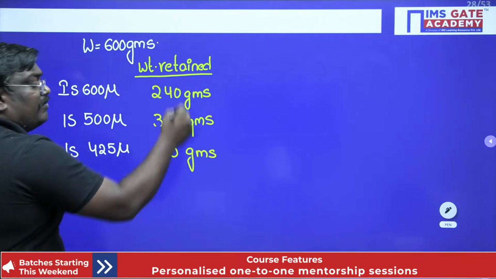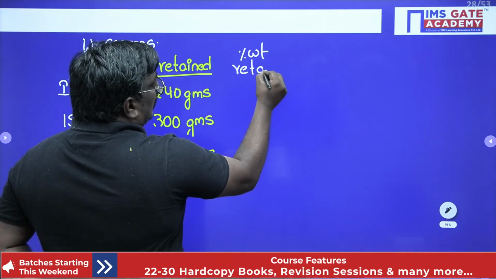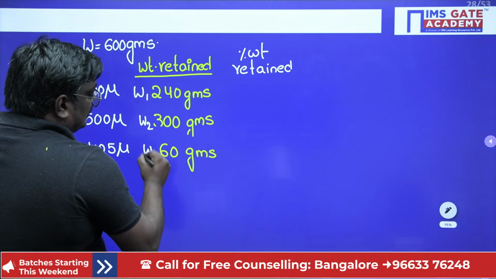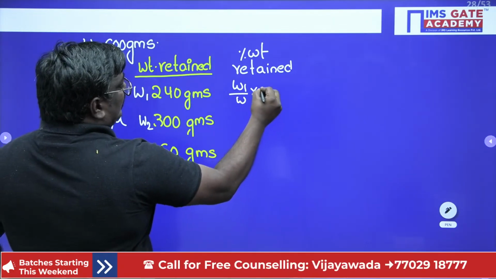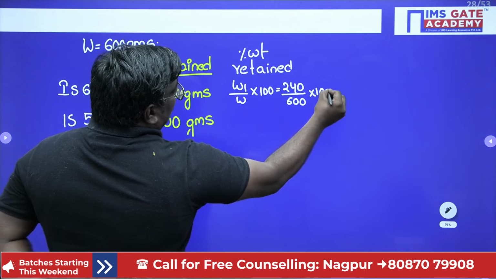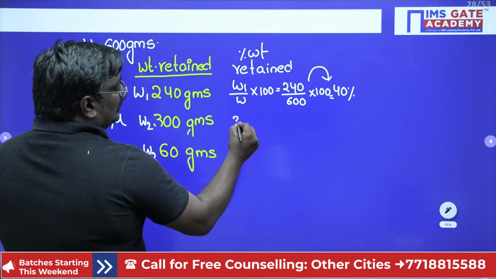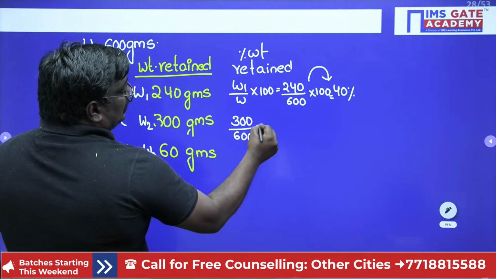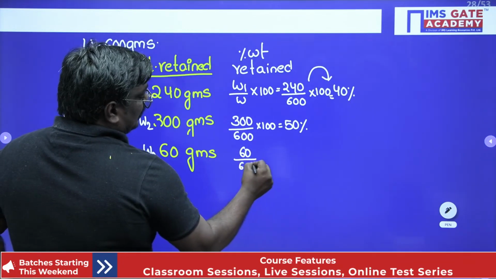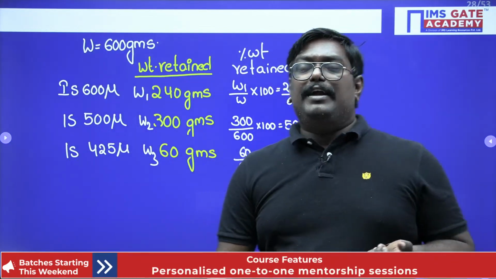Now you have the weight retained. If I talk about the percentage weight retained, how do you calculate it? If I take these as W1, W2 and W3, it is given as W1 by W into 100. That can be written as 240 divided by 600 into 100, so it is 40 percentile. Similarly, 300 by 600 into 100 will be equal to 50 percentile. And here it will be 60 by 600 into 100, which is equal to 10 percentile. So here you have calculated the weight retained on each sieve.